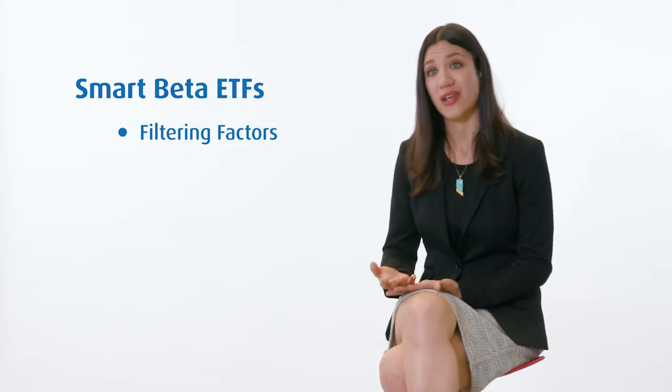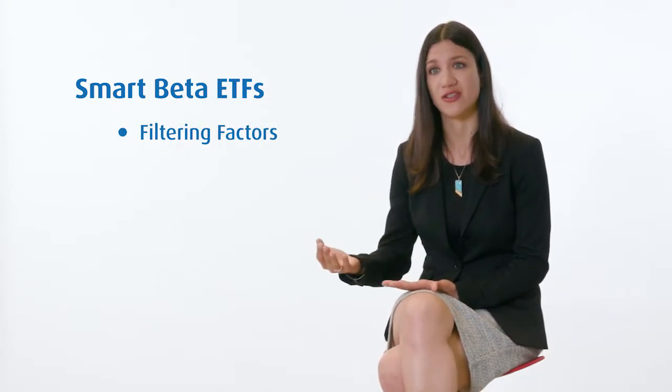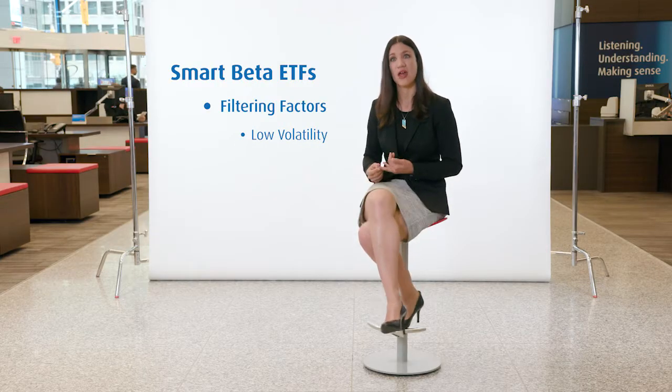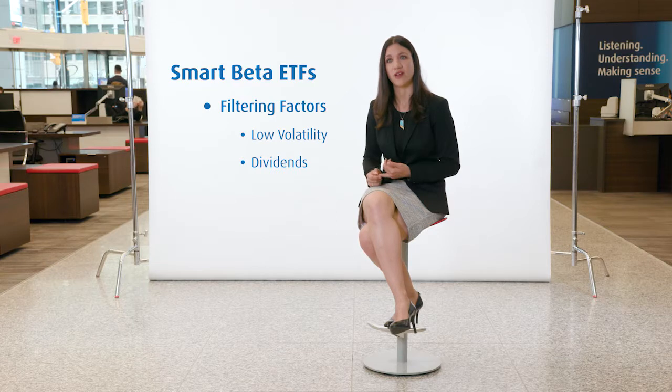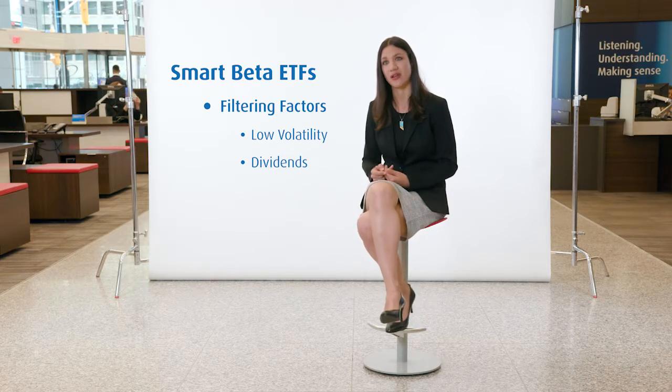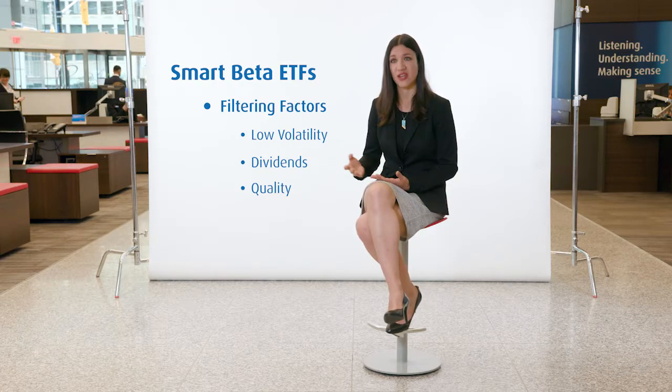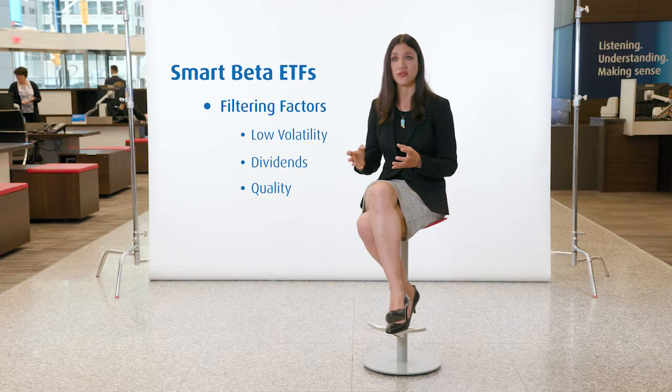So within a smart beta ETF, an index is typically filtered based on a factor. For example, low volatility is a factor, dividends are another particular factor, or another type of smart beta ETF that we offer is the MSCI quality strategy, where we factor based on the quality of the stocks within the portfolio.